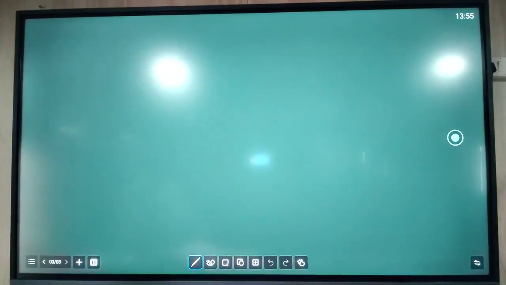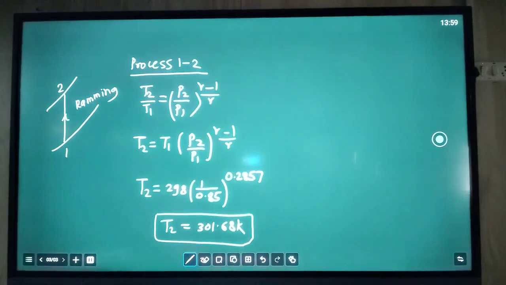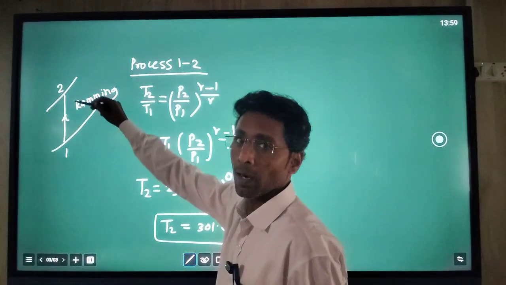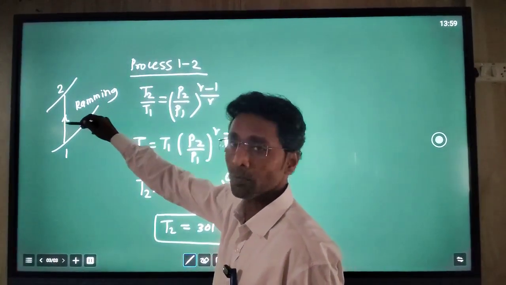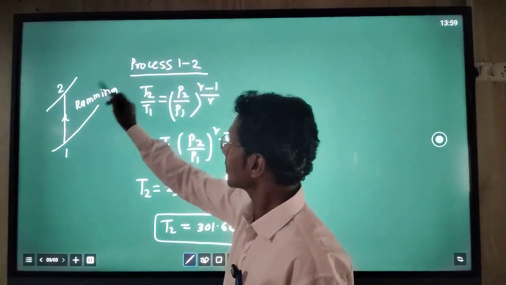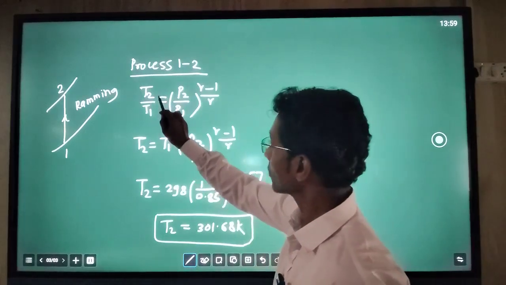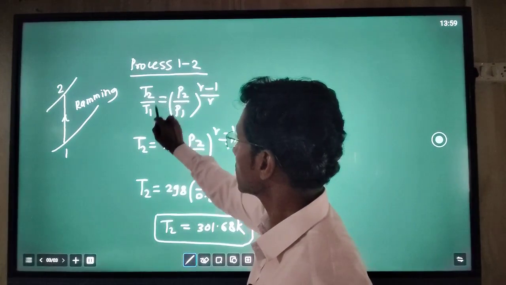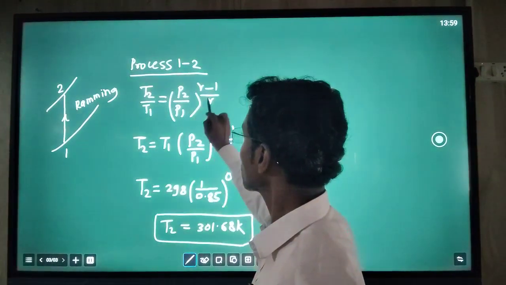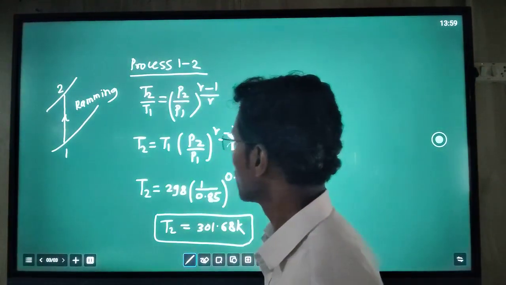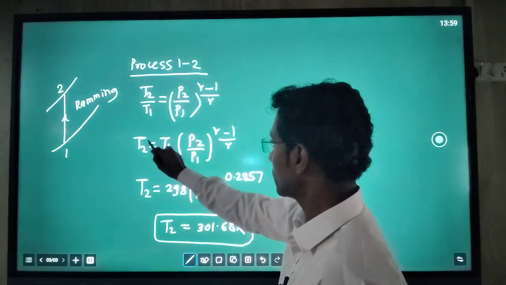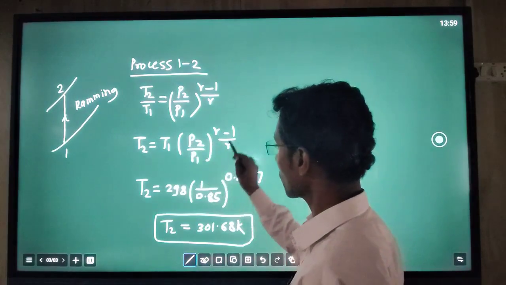So for the ramming process, process 1 to 2, that is an isentropic process. For an isentropic process, we have to write the relation for temperature and pressure: T2 by T1 is equal to P2 by P1 raised to gamma minus 1 upon gamma. Here we have to write this formula in terms of T2 because T2 is unknown. All the remaining are known values.